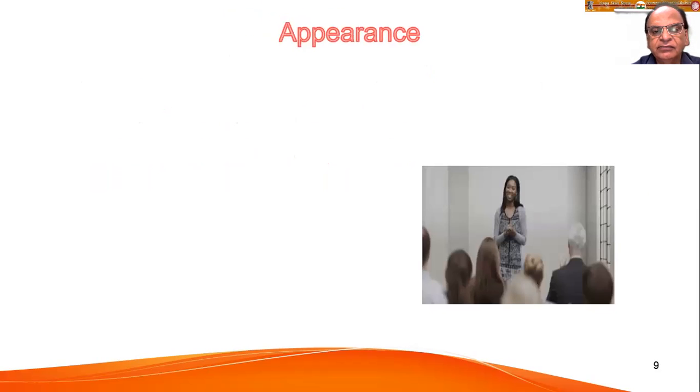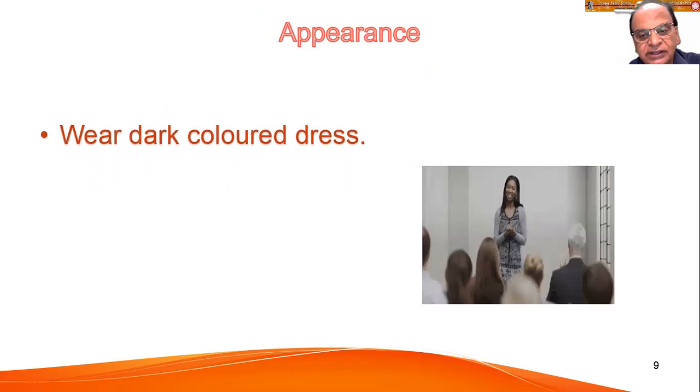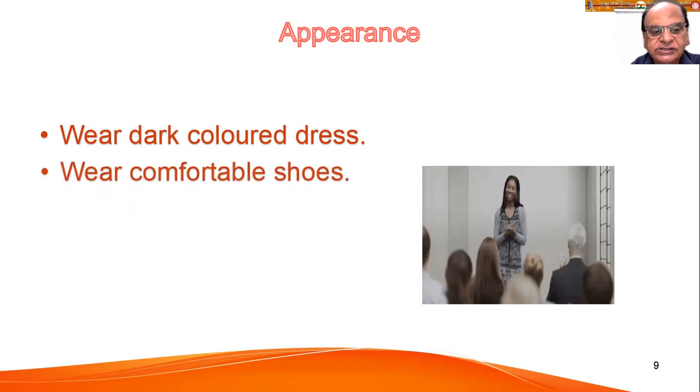Then appearance. How should you appear before the audience? The one thing is, wear dark colored dress. This will be impressive. Next is wear comfortable shoes, because you have to walk around sometimes. You have to reach a member of the audience. You have to move around here and there, make gestures. So your shoes should be comfortable.